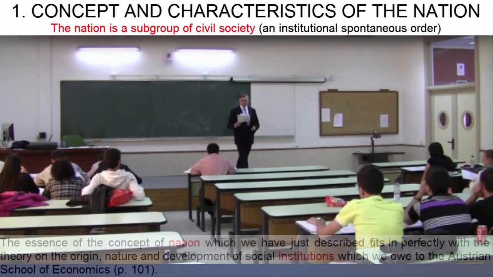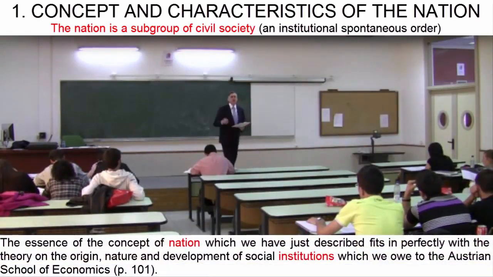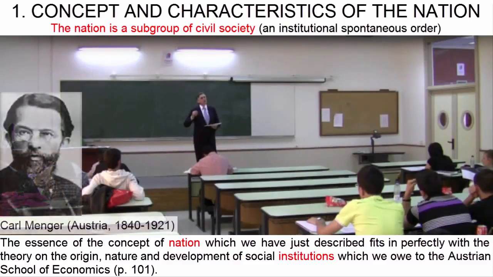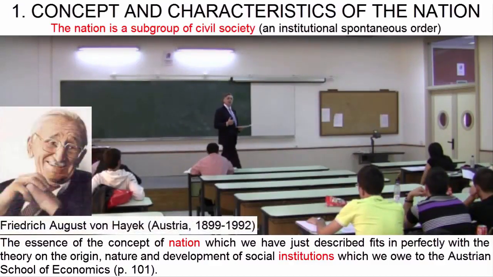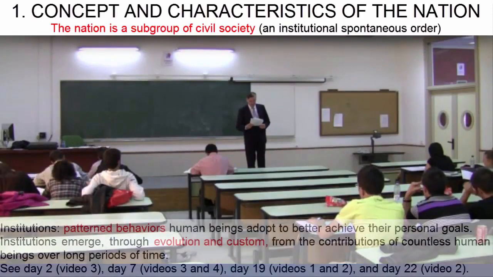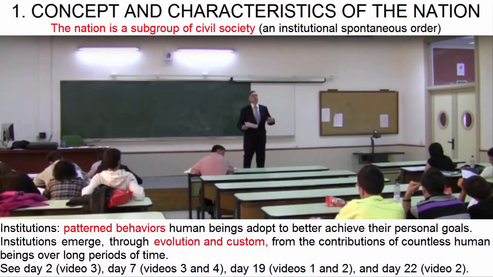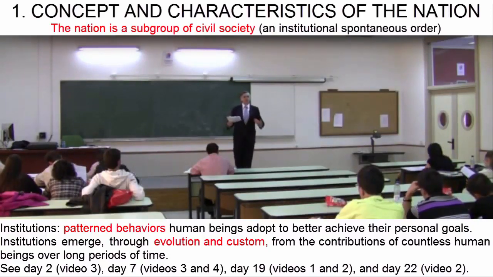So, now I would like to bring up the entire Austrian theory on the emergence and evolution of institutions. The development of this theory began with Carl Menger, and it reached its highest degree of refinement starting with Hayek. Remember that institutions are simply frameworks of patterned behavior which human beings, generation after generation, tacitly learn to adopt, because without realizing it, we better achieve our ends if we perform those patterned behaviors.